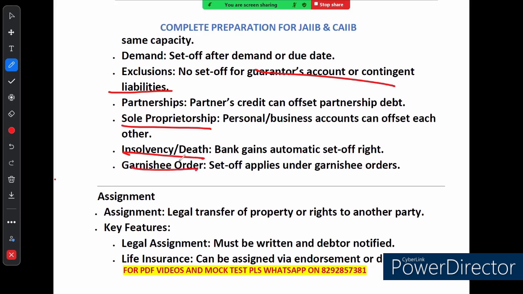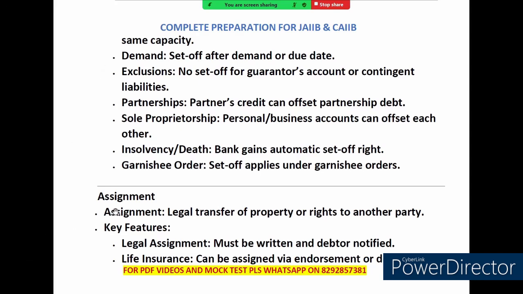So that wraps up our quick look at the types of charges and the set off feature in banking. Remember, case studies are asked from all these things, like in the case of partnership, sole proprietorship, insolvency, death, garnishee order.